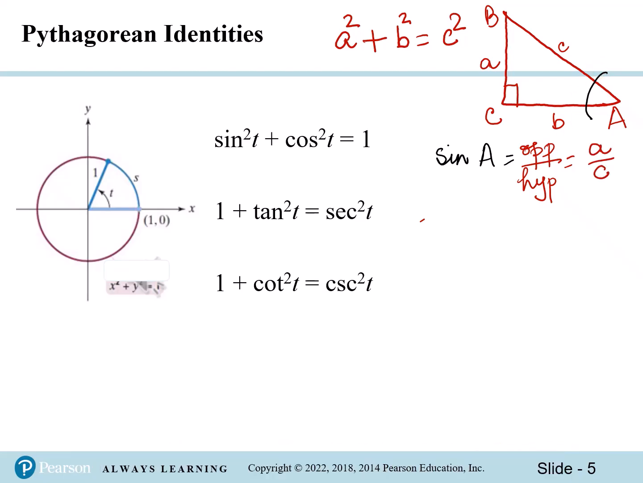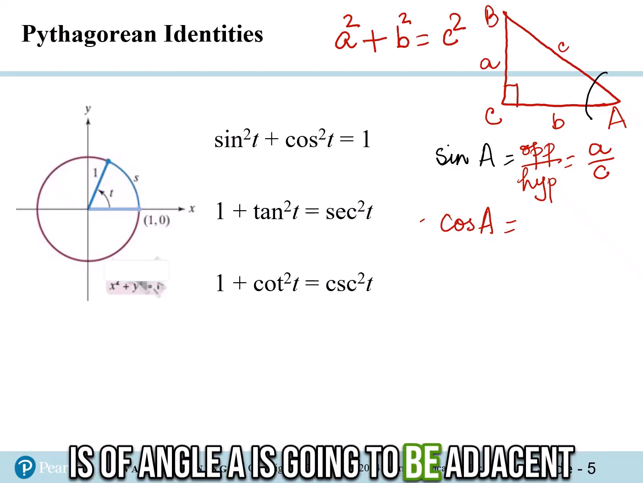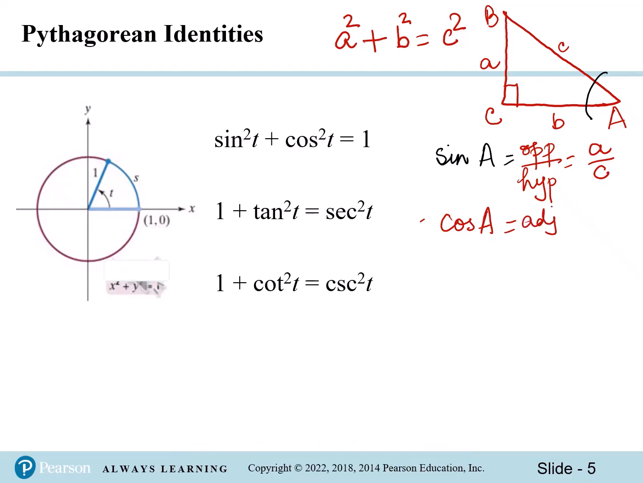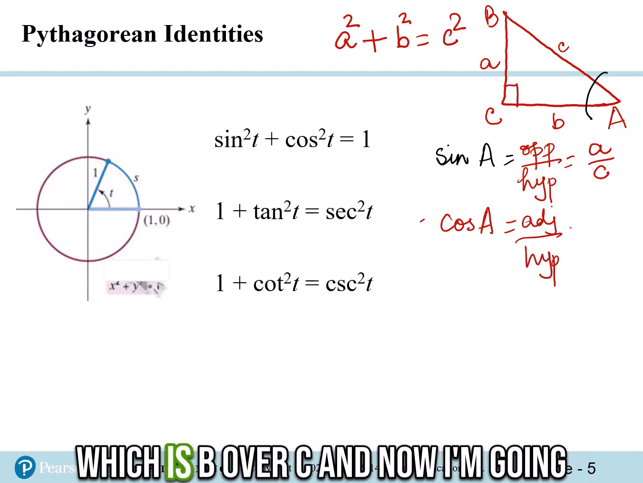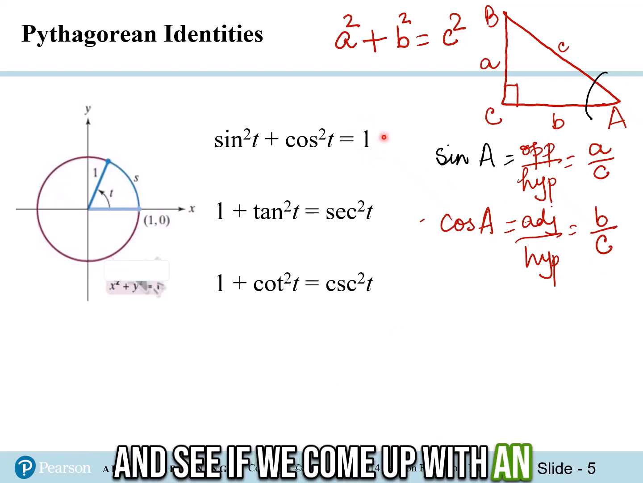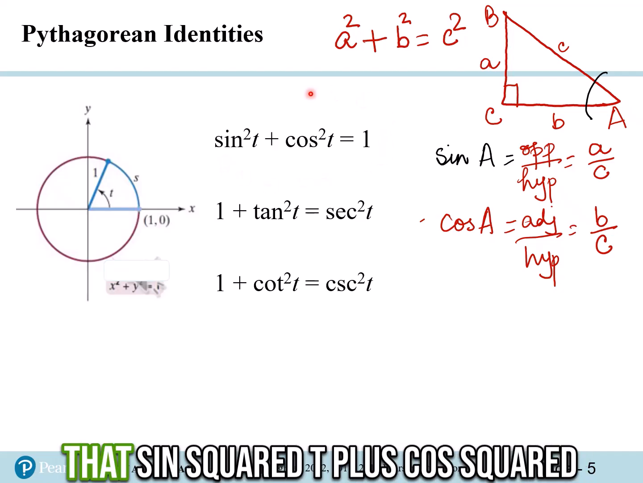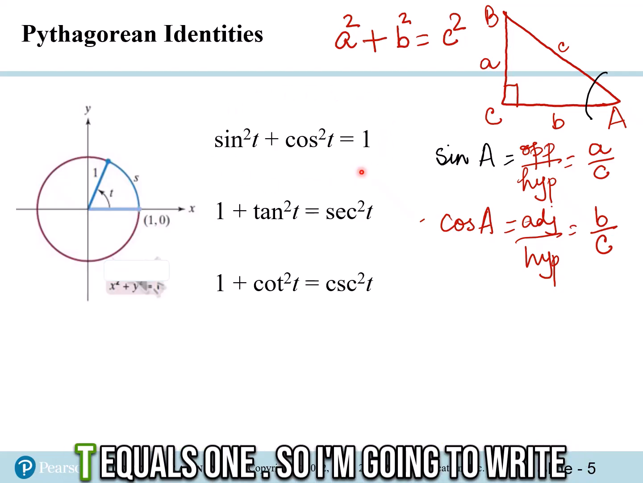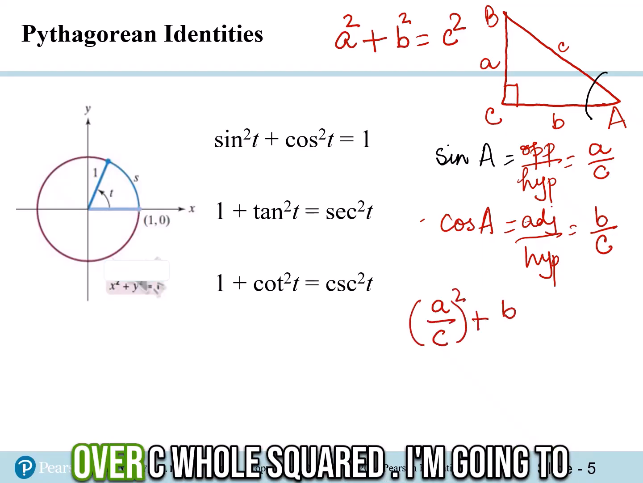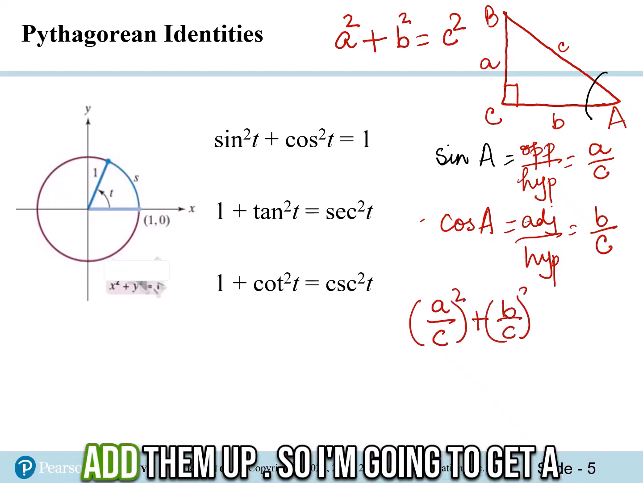The cosine of angle A is going to be adjacent over C. So B over C. So I'm going to write here adjacent over hypotenuse, which is B over C. And now I'm going to add these two ratios and see if we come up with an answer of 1. That's going to prove that sine squared t plus cos squared t equals 1. So I'm going to write here A over C whole squared plus B over C whole squared. I'm going to add them up.